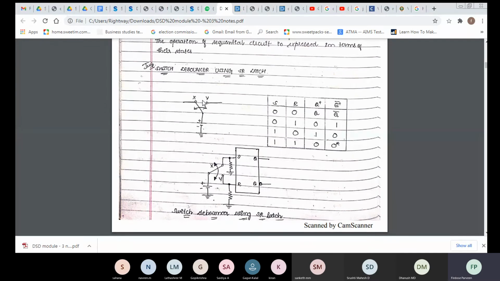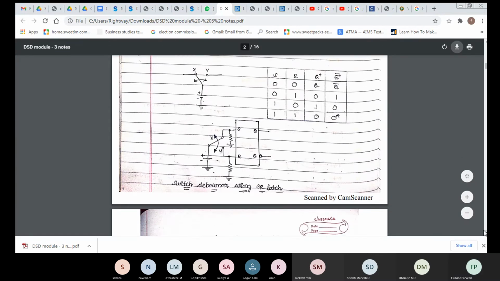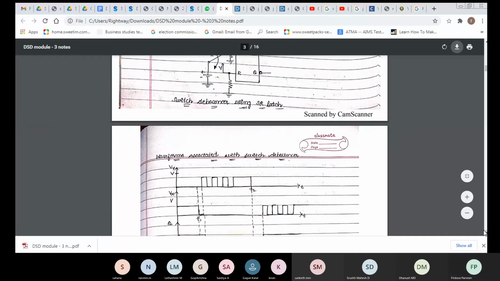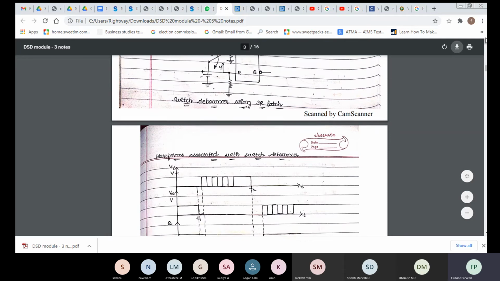Here the situation is shown. One more figure. For example, several make and break operations happen like this, and later it sticks to one position like this. In the same way here also, several make and break operations happen. Later it will be at one like this.